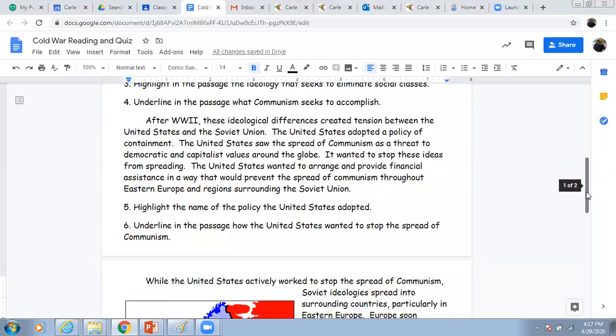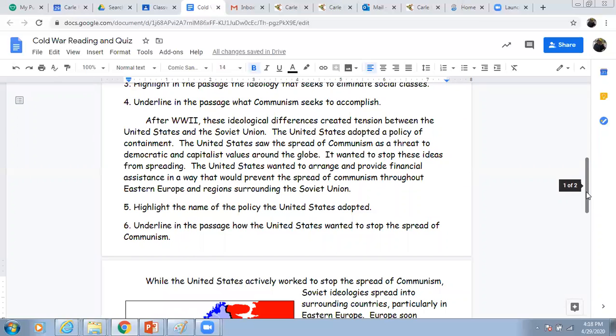After World War II, these ideological differences created tension between the United States and the Soviet Union. The United States adopted a policy of containment. The United States saw the spread of communism as a threat to democratic and capitalist values around the globe. It wanted to stop these ideas from spreading. The United States wanted to arrange and provide financial assistance in a way that would prevent the spread of communism throughout Eastern Europe and regions surrounding the Soviet Union.